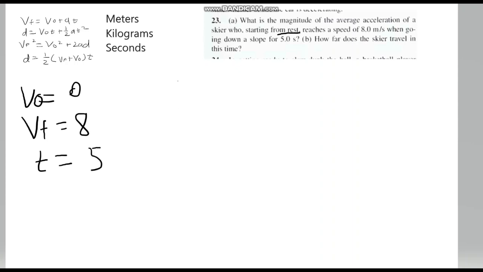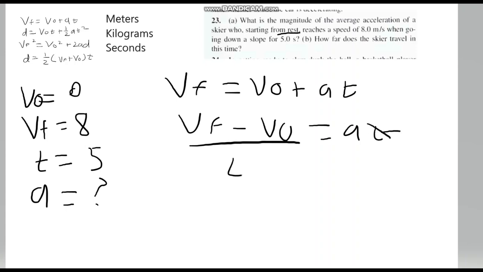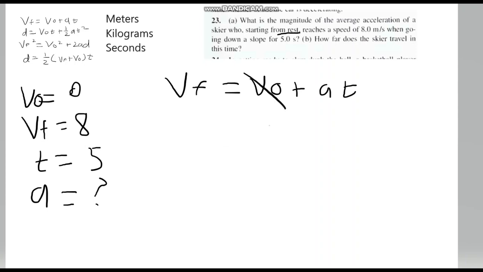Okay. First equation. Velocity final is equal to velocity initial plus acceleration times time. We want to find, what do we want to find? We want to find the magnitude of the average acceleration. So we do the exact same thing that we just did. Subtract initial velocity from both sides. And then you can divide by the time to find the acceleration. But here's a simpler way. Since you know initial velocity is 0, you can automatically just cross it out. Ignore it. So then you'll get velocity final divided by time is equal to acceleration. Boom, you already found the acceleration.